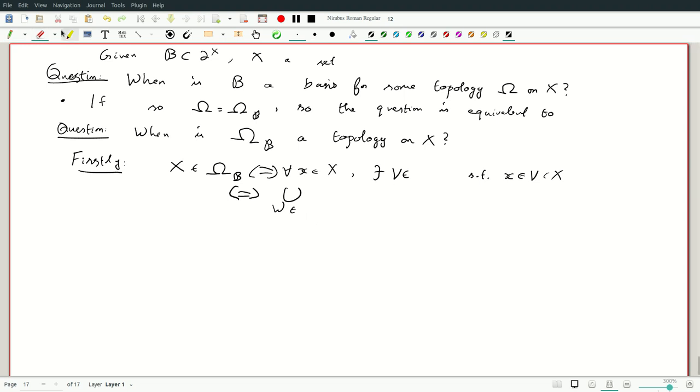there exists not V in omega B, that was no condition at all. By our earlier criterion, there is a basic set such that x is in V and V is contained in X. And that is just asking whether, if I look at all W in B and take their union, it's X. So first of all we need to assume that the union of all sets in B is X. Okay, so henceforth assume this.